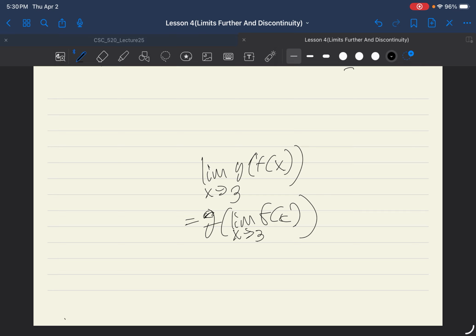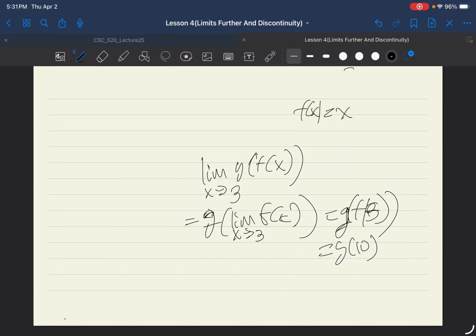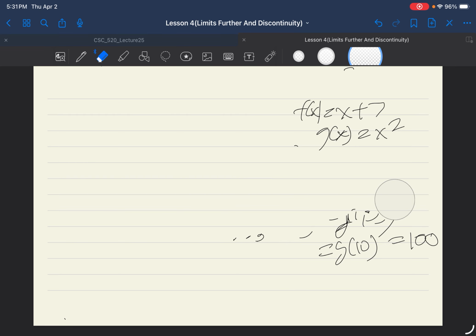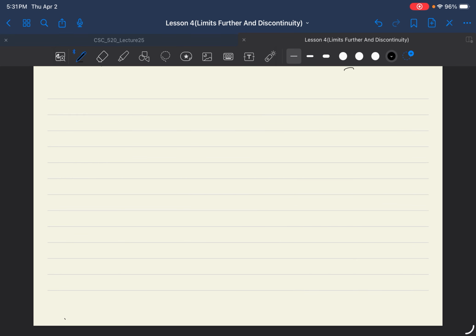So we know that the limit as x approaches 3 of f of x is just going to be f of 3, so it'll be just g of f of 3. It's going to be g of 10. And let me just reiterate, f of x is going to be equal to x plus 7, g of x is going to be equal to x squared, and then we know that f of 3 is going to be 10, and then we know that g of 10 will be 100, so that'll be that answer. All right, let's move on to continuity and discontinuity.